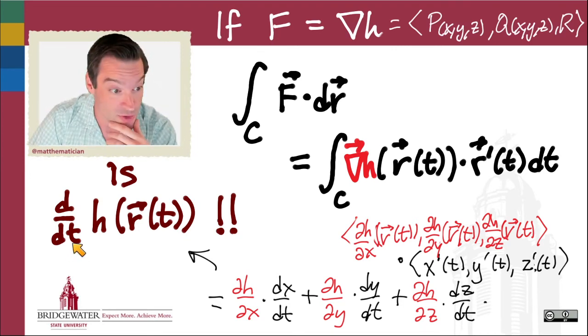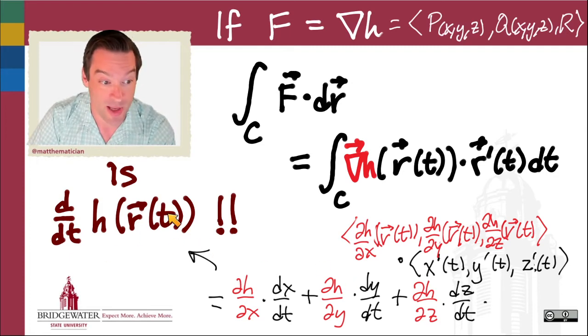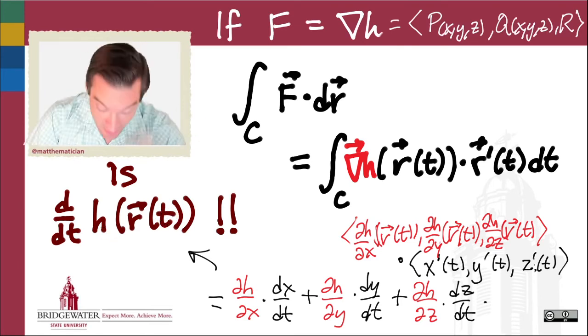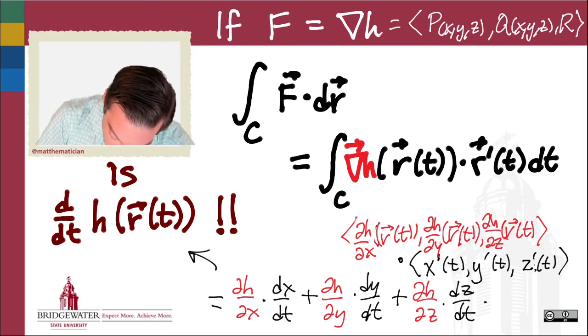According to the multidimensional chain rule, the time derivative of h of r of t is going to be the x derivative of h times the derivative of x with respect to t, added to the y derivative of h multiplied by the derivative of the y component with respect to t, plus the z partial derivative of h multiplied by the time derivative of z. So this is why we call it the fundamental theorem of calculus.